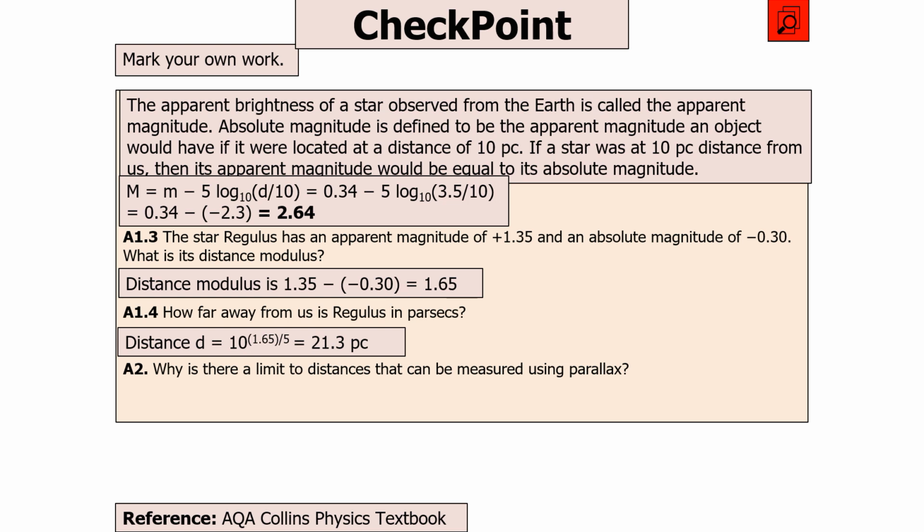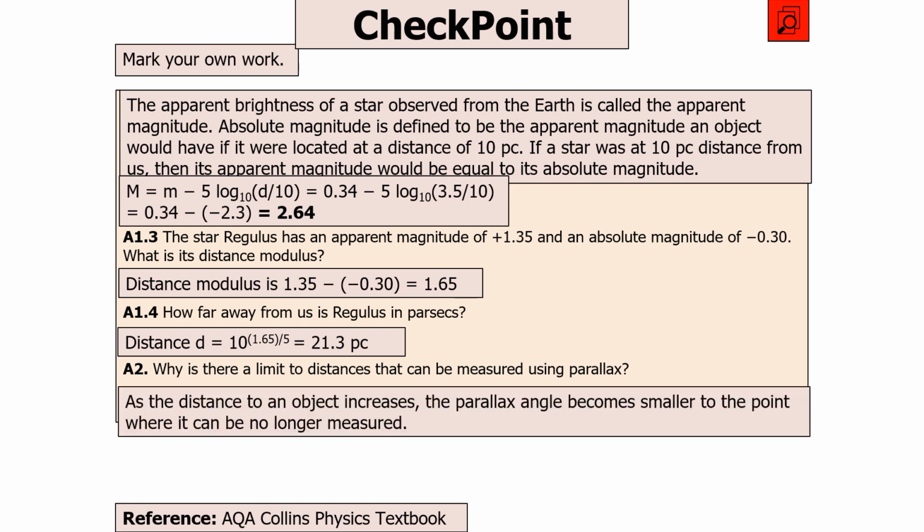And then why is there a limit to distances that can be measured in parallax? Because as we said before, as the distance to an object increases, the parallax angle becomes smaller because the apparent motion of a star gets less, so therefore it looks like it isn't moving and can't be measured.